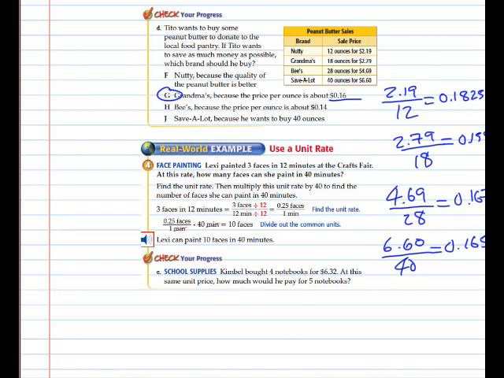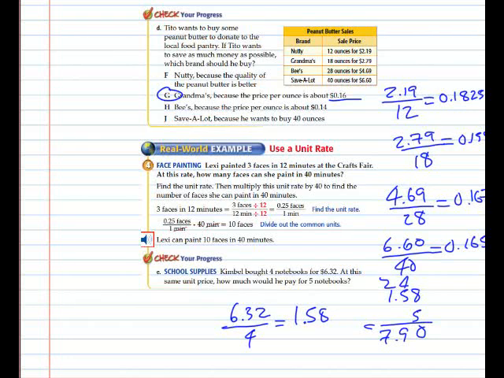Kimball bought 4 notebooks for $6.32. At this same unit rate, how much would she pay for 5 notebooks? So $6.32 divided by 4 gives us 1.58, about $1.58 per notebook. So $1.58 times 5 would be about $7.90.